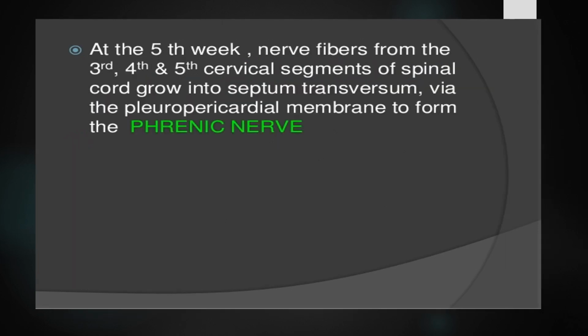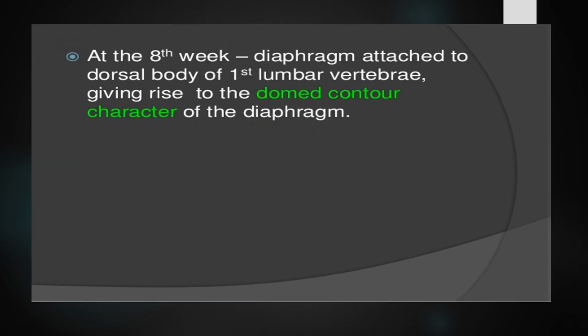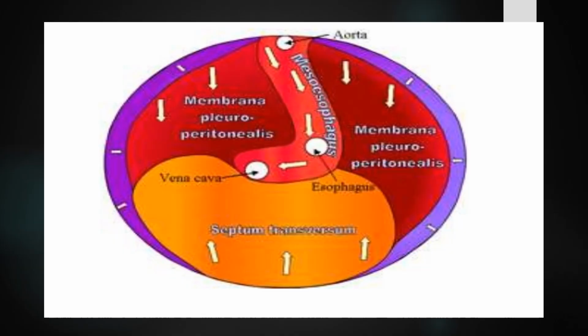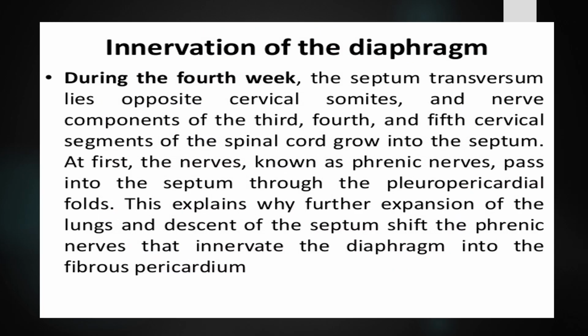At the fifth week, nerve fibers from the third, fourth, and fifth cervical segments of the spinal cord grow into the septum transversum by the pleuropericardial membrane to form the phrenic nerve. At the 8th week, the diaphragm is attached to the dorsal body wall at the level of L1, the first lumbar vertebra, giving rise to the dome contour characteristic of the diaphragm. We can see this is the membranous pleuroperitoneal membrane, this is the mesoesophagus, and this is the septum transversum. These three things form the primitive diaphragm.